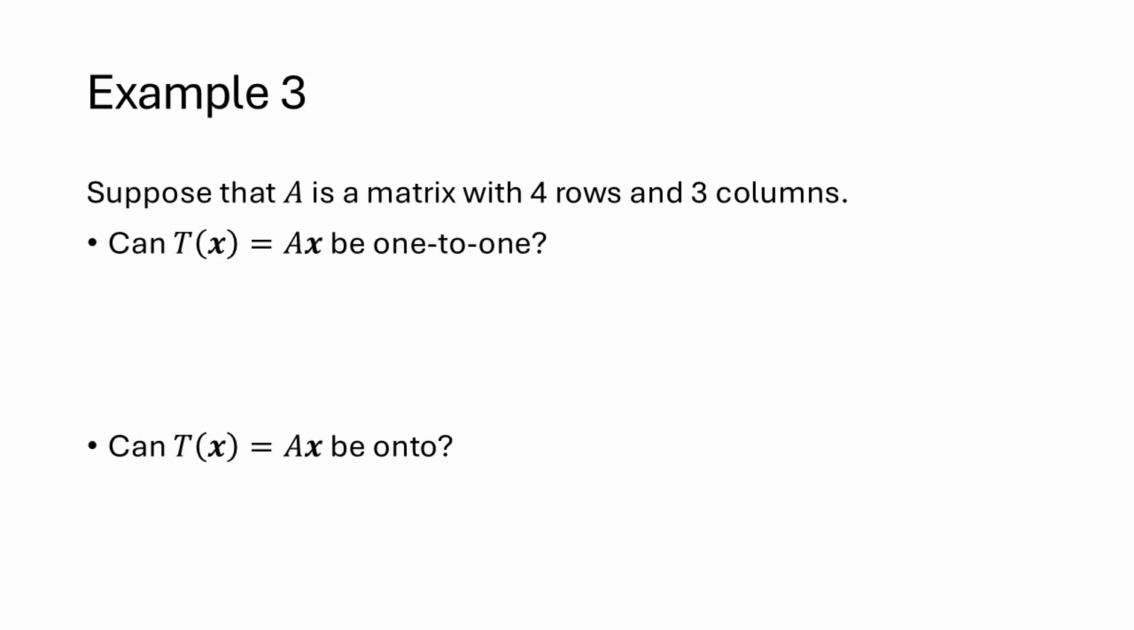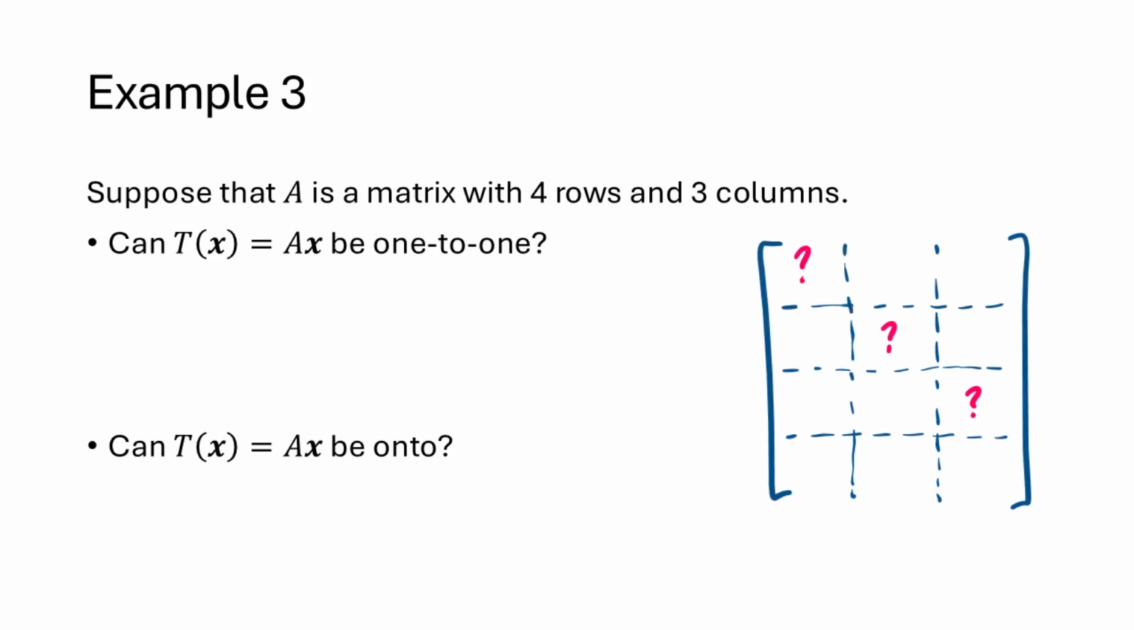What if we had a matrix with 4 rows and 3 columns? Could the transformation T(x) = Ax be one-to-one? Or could that transformation be onto? If we know nothing other than just the size of the matrix, what can we say about one-to-one and onto? Let's try to visualize where the pivots in this matrix could be.